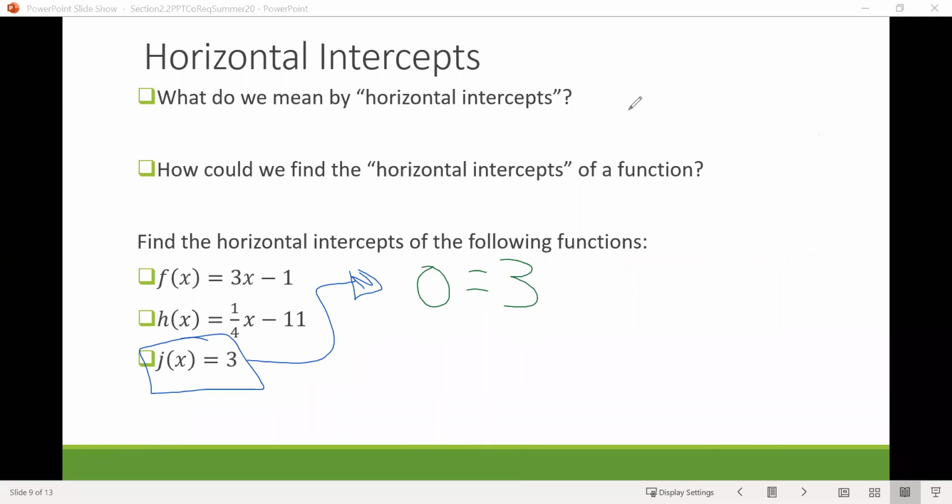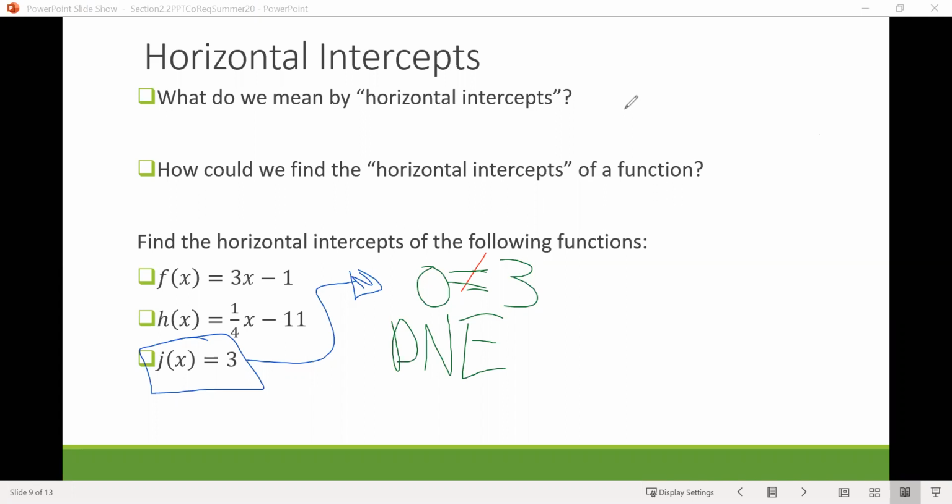Hold on, wait a second. Is that true? Does 0 equal 3? I don't think so, right? 0 does not equal 3. That's what that line through there is supposed to say. 0 does not equal 3. So what does that mean about our horizontal intercept here? Right, it actually does not exist. Okay, there is not one.